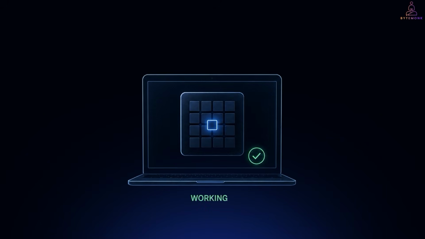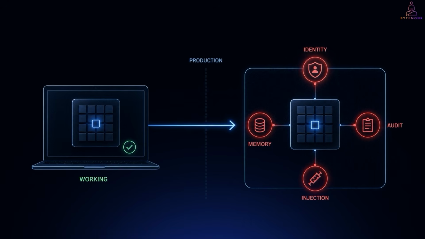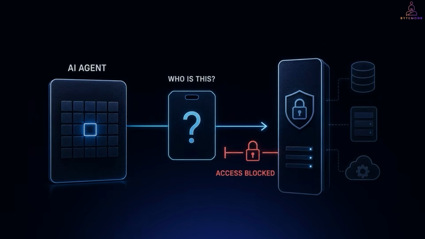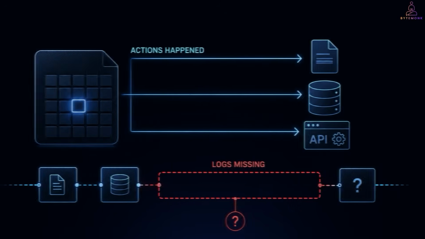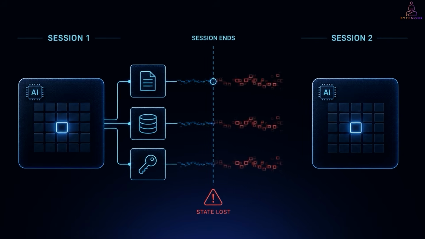My agent worked perfectly well on my laptop. But the moment I tried to deploy it like a real enterprise system, 4 problems appeared almost immediately. It had no clear identity. There was no real audit trail. It was totally vulnerable to prompt injection. And it forgot everything between sessions. So in this video, we are going to fix all 4.